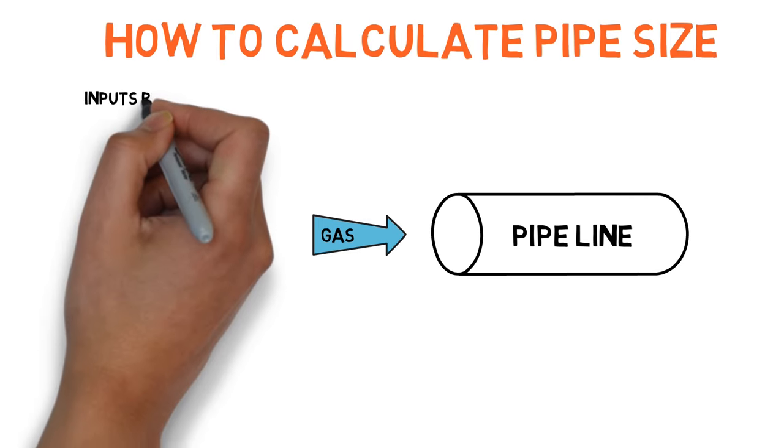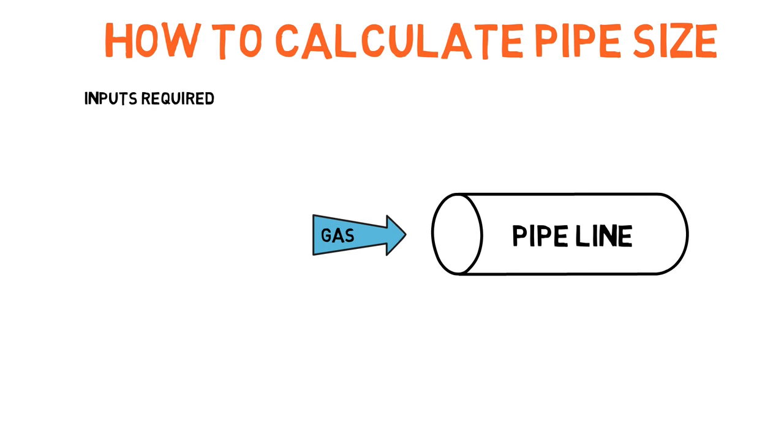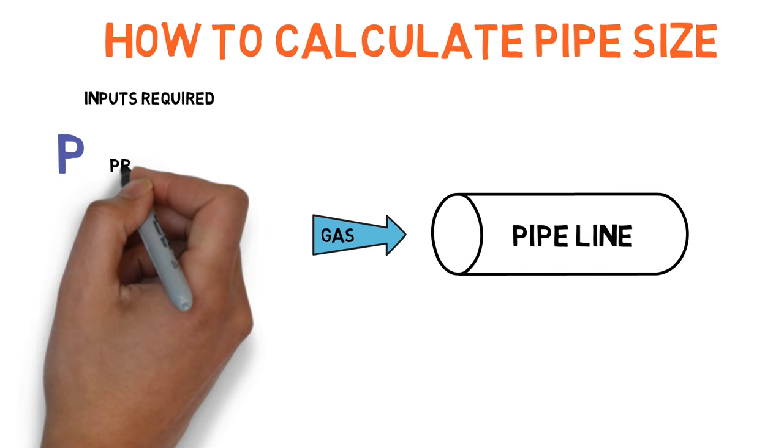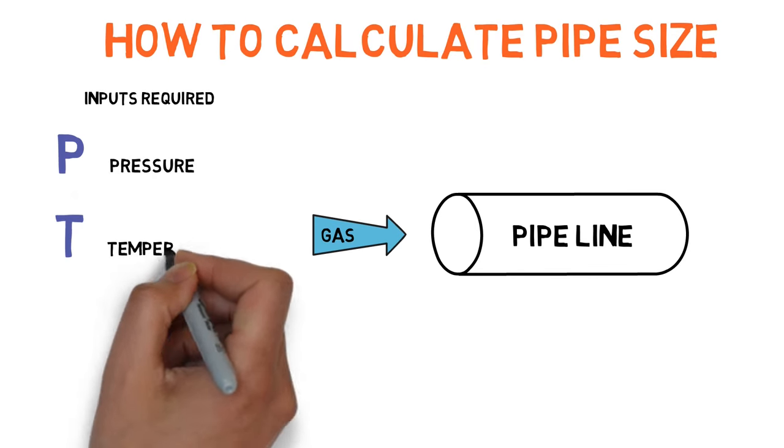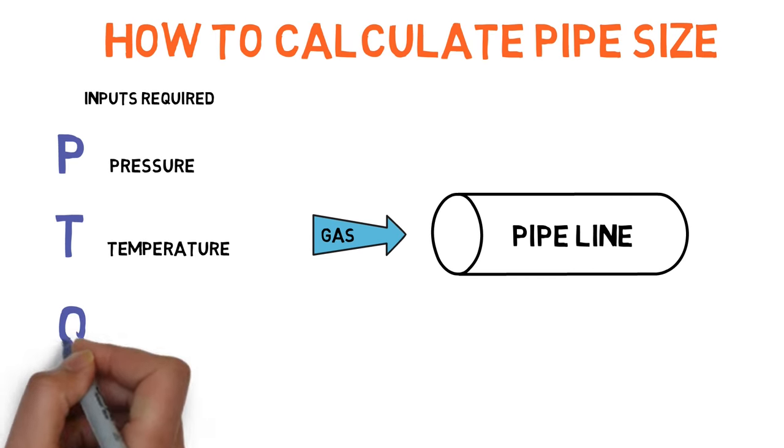Inputs required are as follows. P is pressure. T is temperature. Q is flow rate.